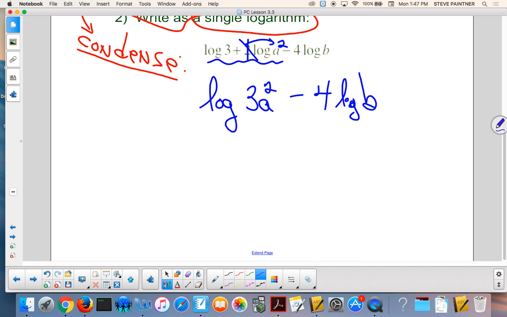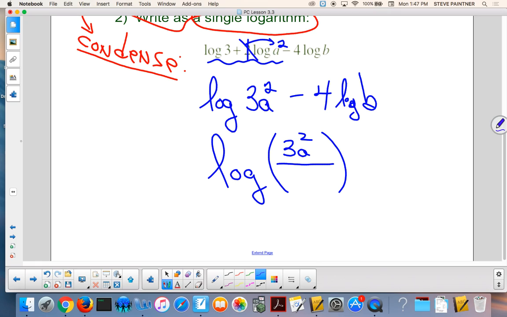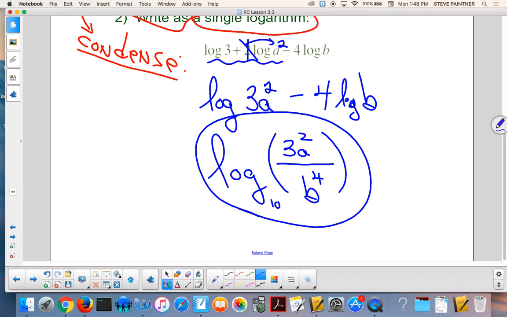Log of subtraction, 2 logs subtracted, will be log of what? Dividing, yeah. So what's first? Whichever first is your numerator, whichever second is your denominator. By the way, that's b to the 4th. What is this base? It is 10. I don't have to put it, but I'll put it right now just to show you. It's base 10. Okay?